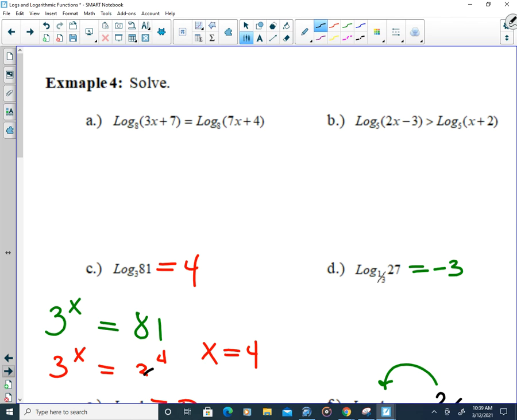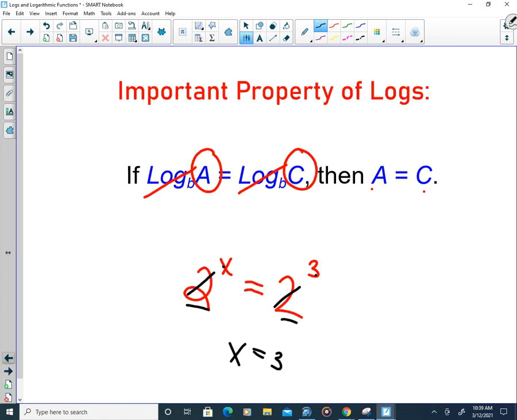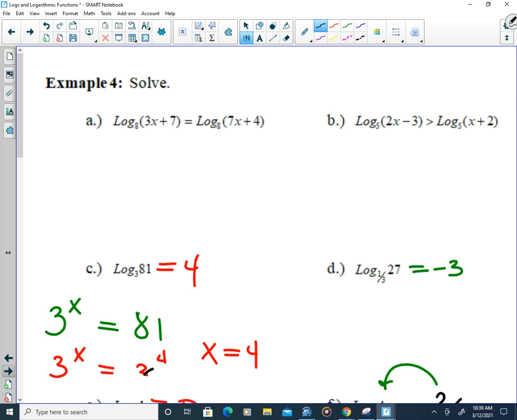What do we got? We got a single log on the left side equal to a single log on the right-hand side. Both logarithms have the same base, so we can use that new property that we just learned here. We have two logs equal to each other, they have the same base, the logs and the bases will cancel each other out. So we can just say 3x plus 7 is equal to 7x plus 4. And then what we have here is a really simple Algebra 1 problem. We just got to solve for x.